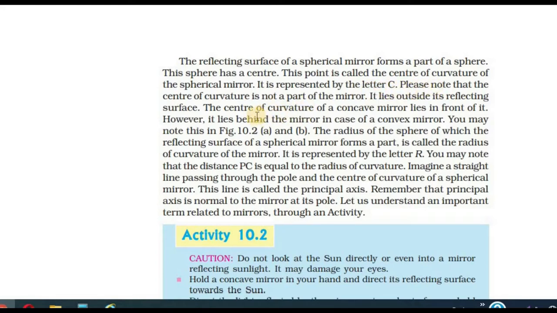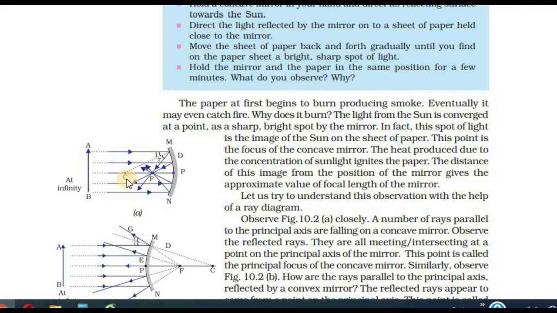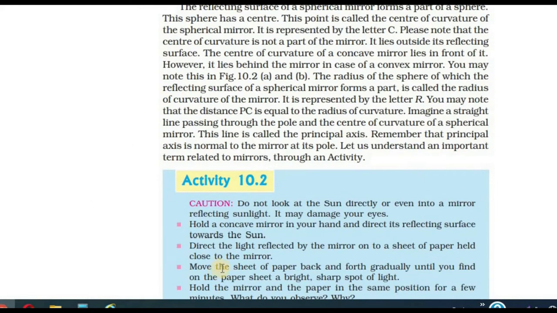Okay, next we have to discuss the radius of the sphere. The radius of the sphere is represented by the letter R. R is the radius of the sphere. Here C is the center of curvature and PC is the radius of curvature, which is represented by the letter R. In the case of the convex mirror, here too C is the center of curvature and PC is the radius of curvature. Okay.